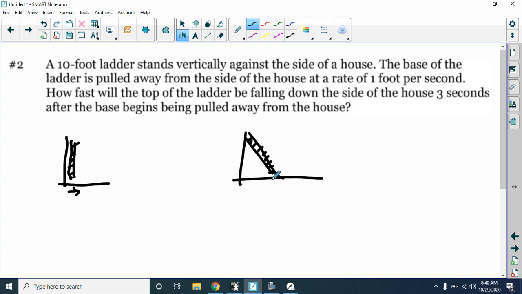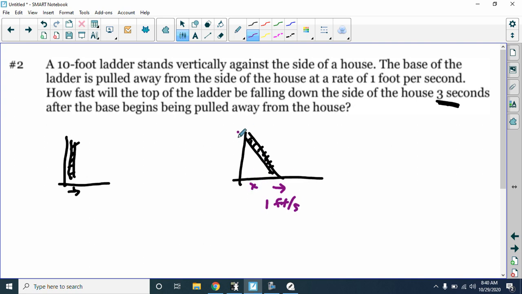But instead of telling us what this distance is, it tells us how much time has passed. So the setup is the same, but how we're going to solve it is a little bit different. It tells us the base of this ladder moves that way at 1 foot per second. As that slides out, this side here does not change.